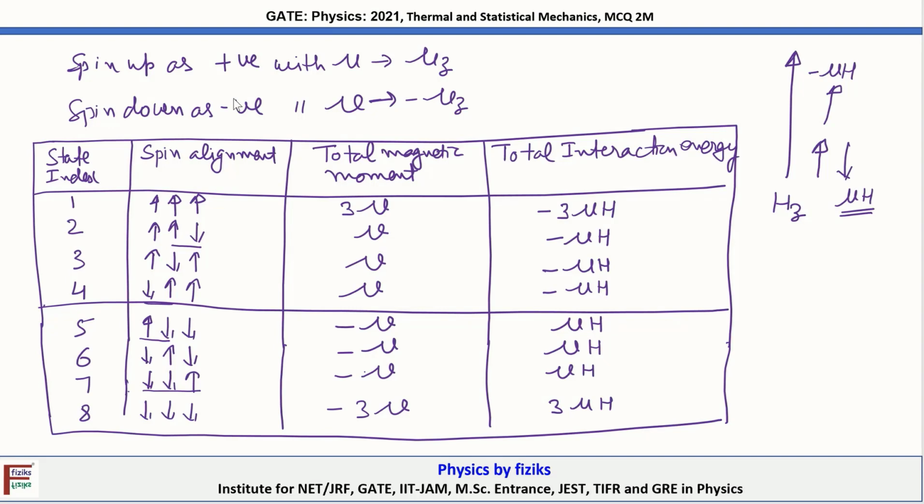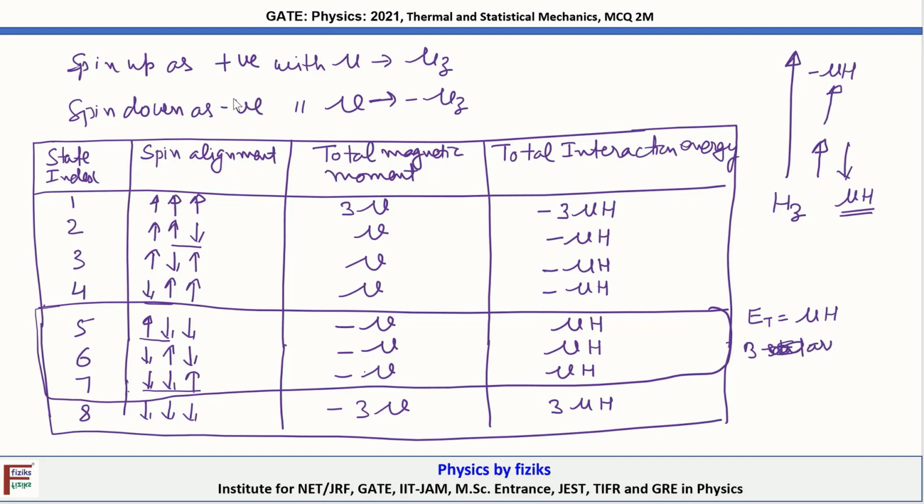Okay, so only arrangements 5, 6 and 7 have magnetic interaction energy, I will call it E total, which is subject to the constraint mentioned in the problem. E total is mu h. Okay, so there are only three states. Not 3 states, but 3 arrangements. You can call them microstates also, 3 arrangements.